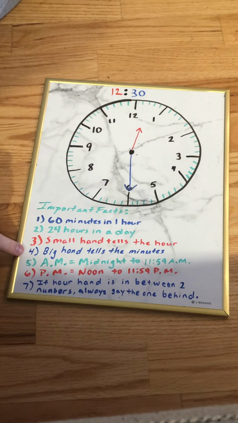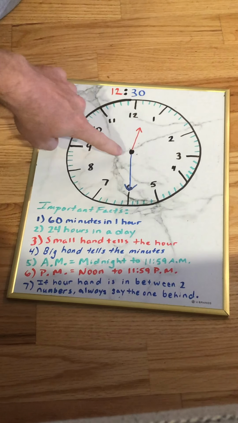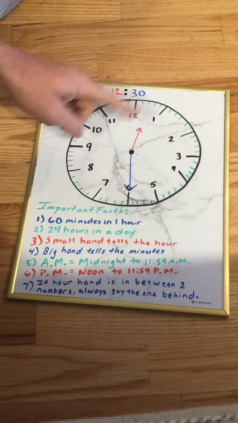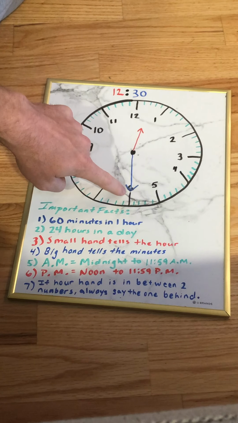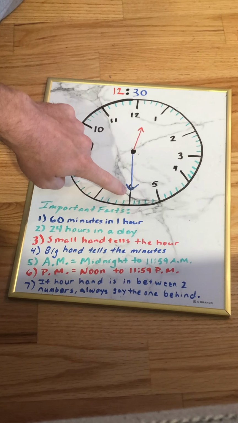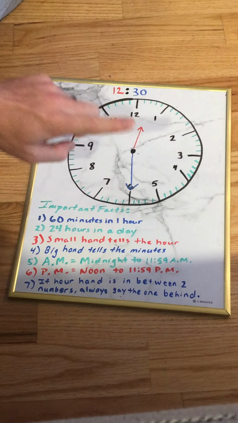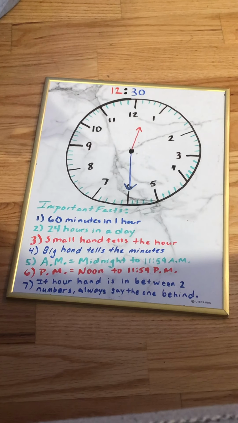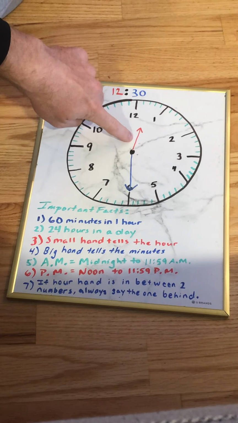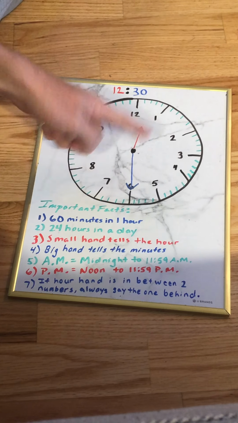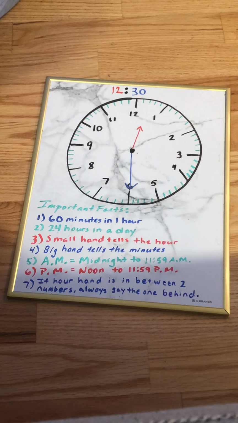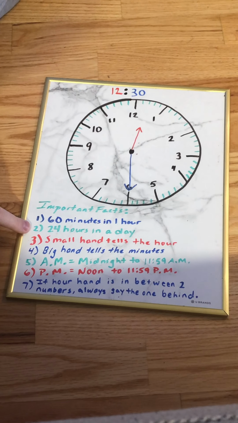Number 4, the big hand tells the minutes. Notice how the big hand, or the long hand, whatever you want to refer to it as, is coming all the way down and pointing here to the 6. That represents the minutes. So we have our small hand that represents the hours, and then the big hand or long hand that represents the minutes. Now let's refer back to number 2 here.